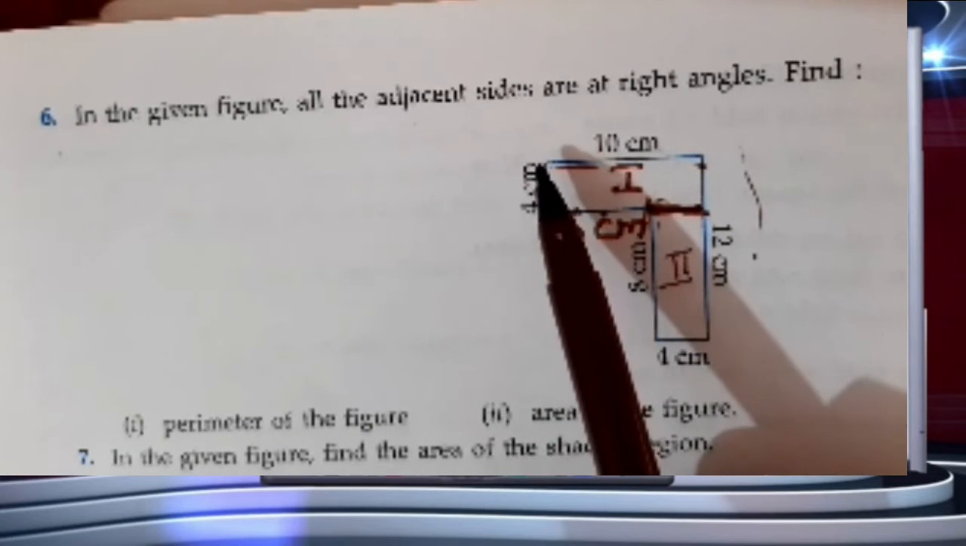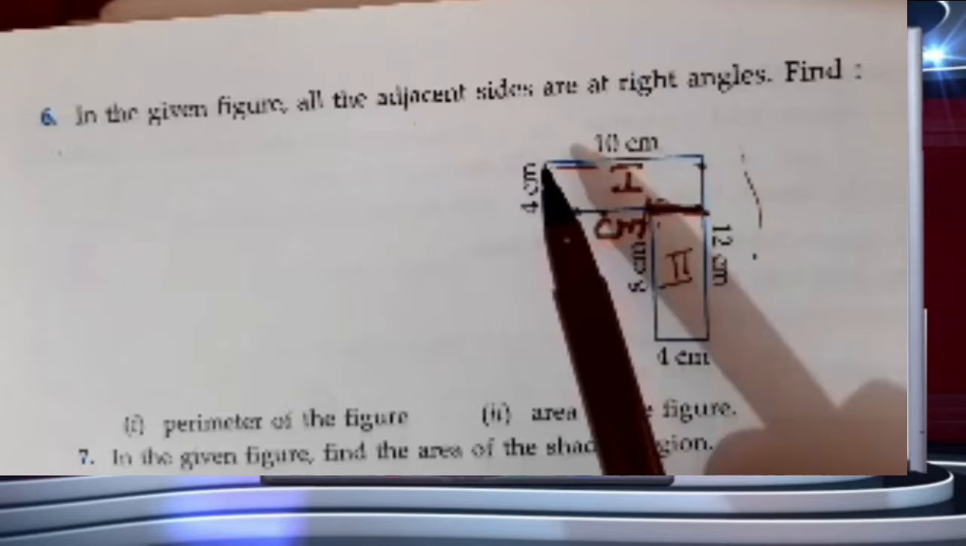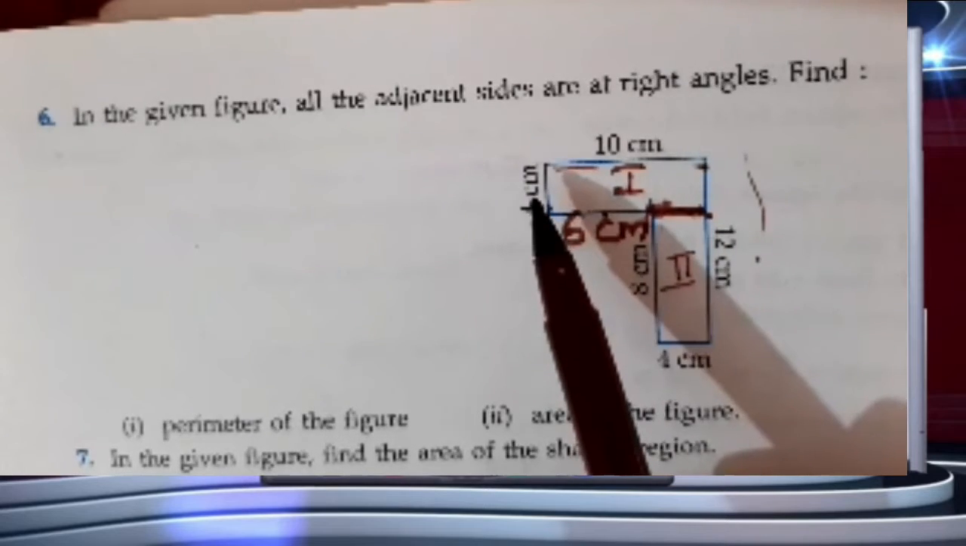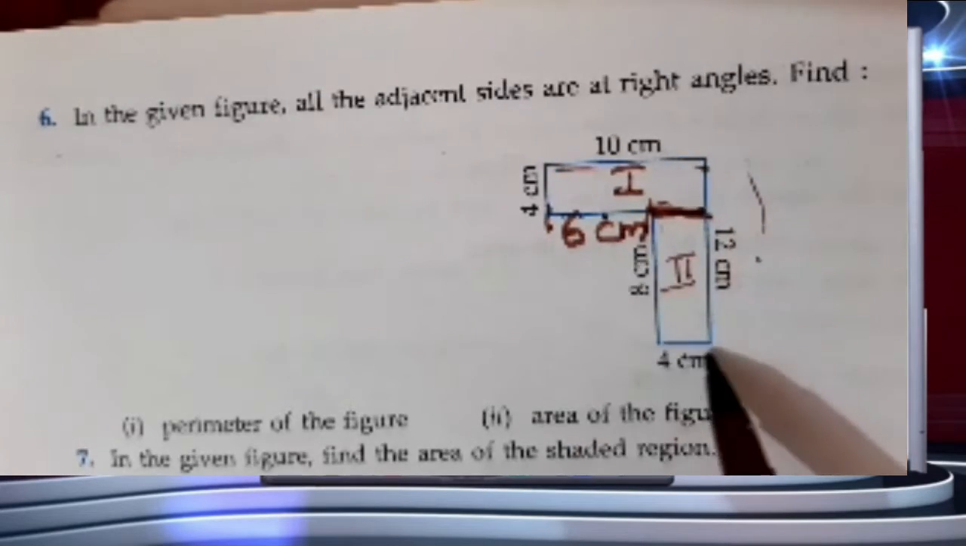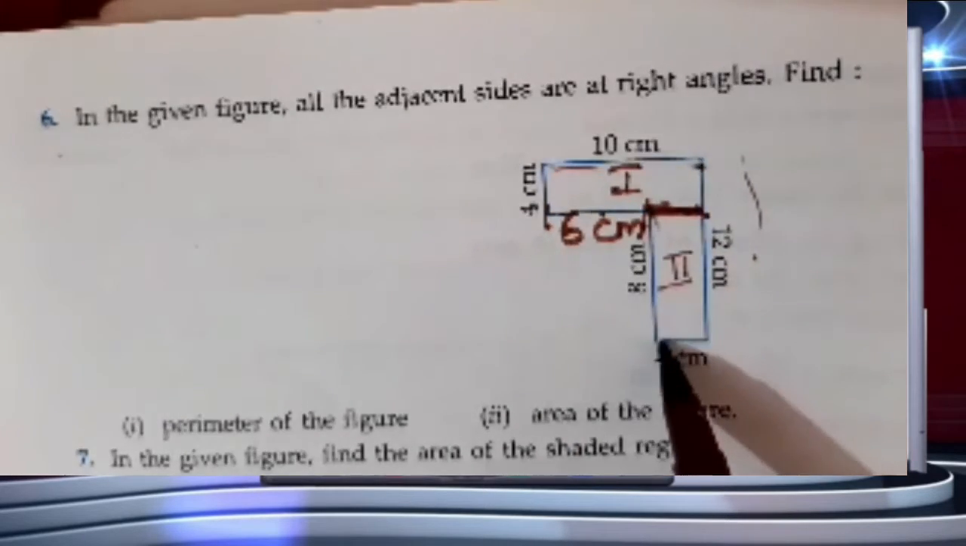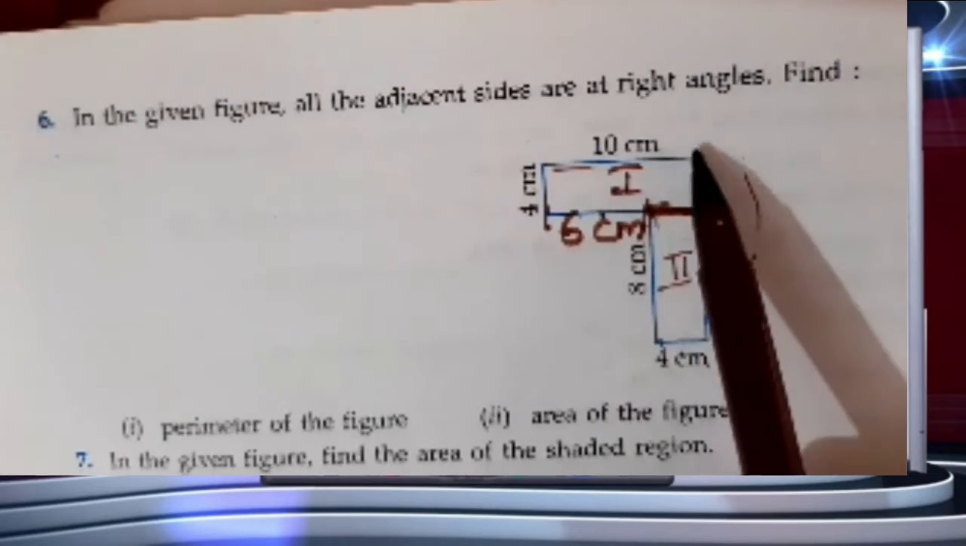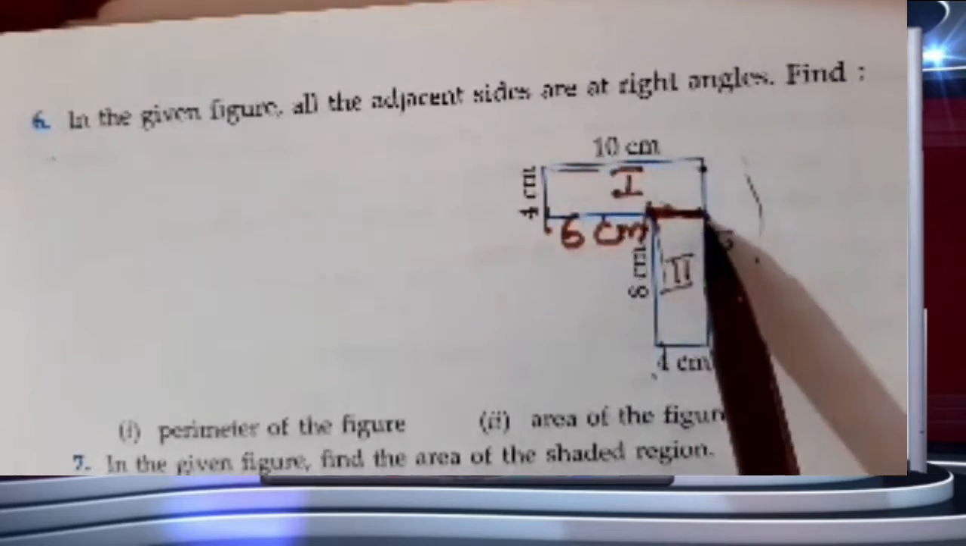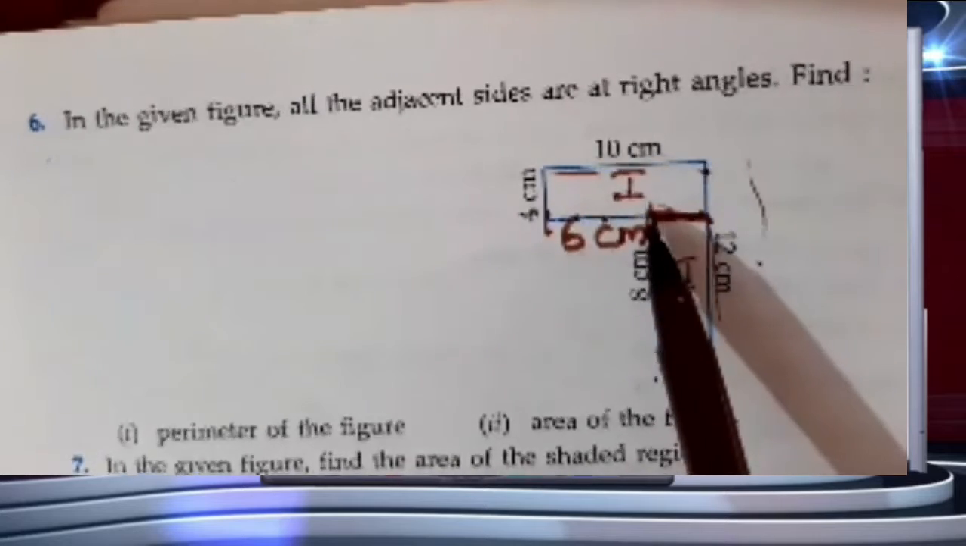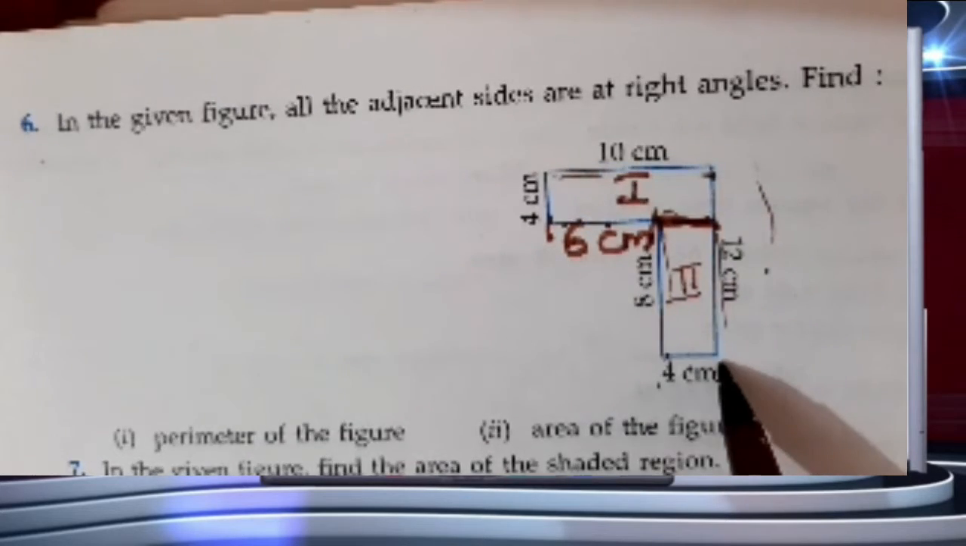Area of rectangle 1 will be length into breadth, 10 into 4, which is 40, and area of rectangle 2 will be 8. The length is 8. You will not take this length. This whole is 12. So this is 8. So this is also 8. So you will take this one. This is length 8. 8 into 4 is 32.